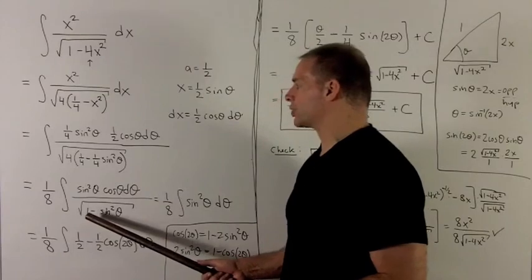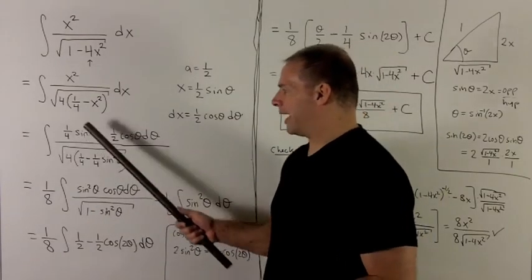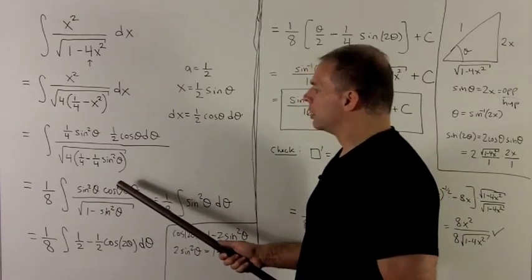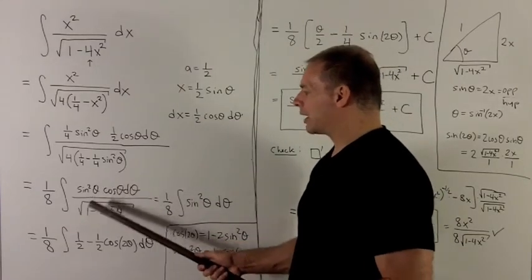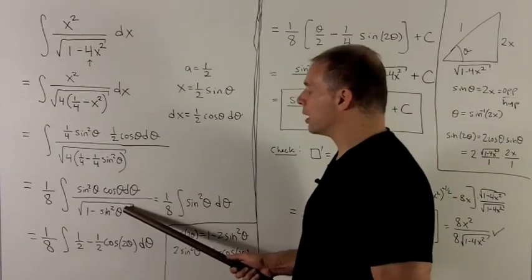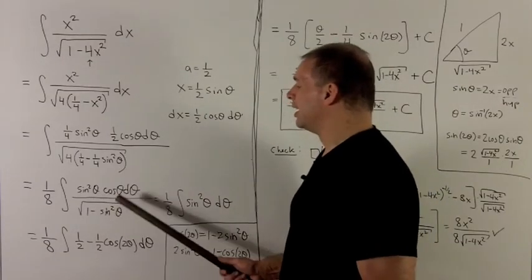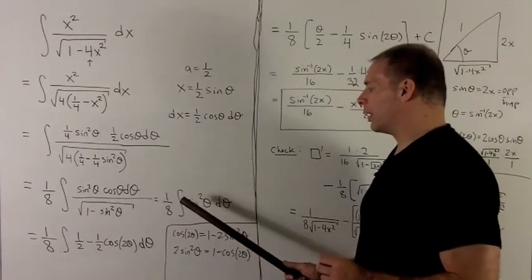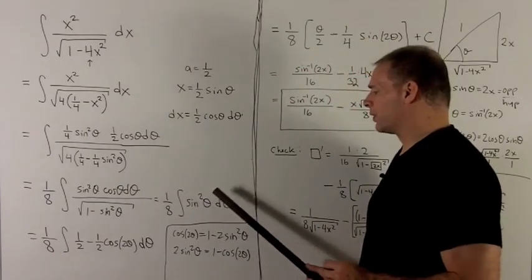and just disappears. So I'm going to pull an 1/8 out of the top, and then what I'm going to be left with is sine squared cosine over radical 1 minus sine squared, but that just turns into cosine squared, which turns into cosine, and the cosines go away. So we're left with 1/8 sine squared theta d theta.